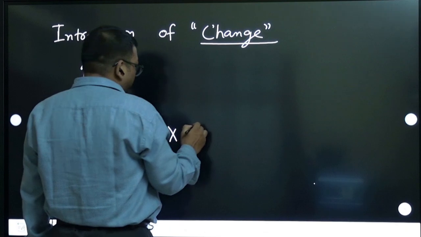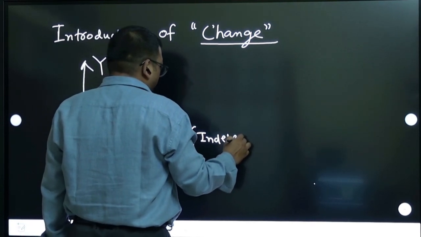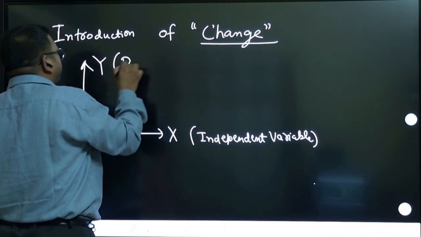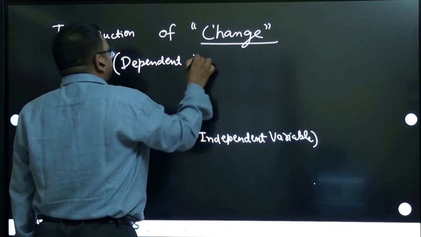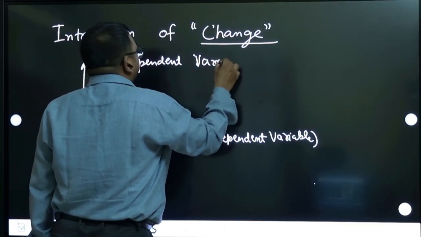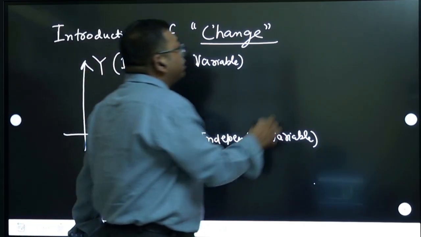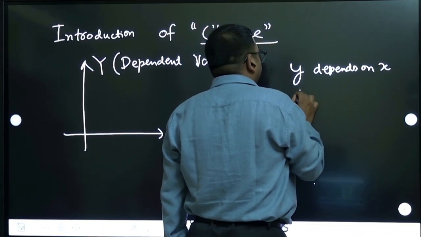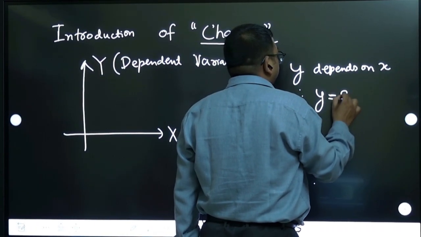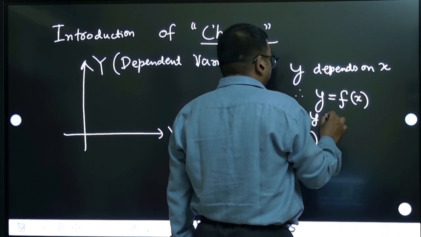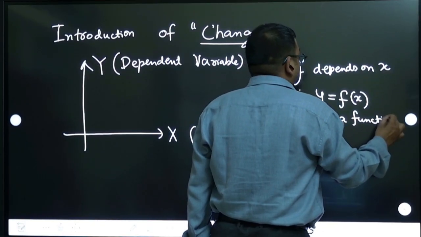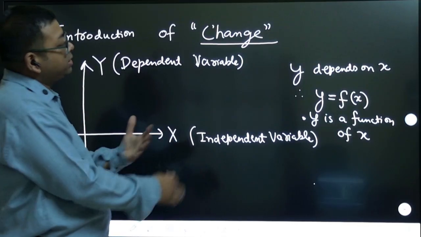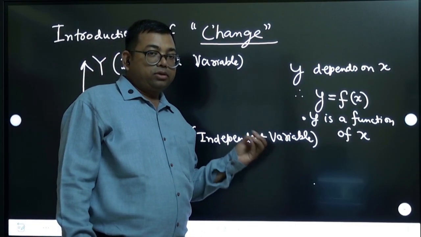So this x is called independent variable. And this y is called dependent variable. So y depends on x. We say that y depends on x. So we write this mathematically. We write as y is a function of x. Okay. So when we write y as a function of x, it means y changes as x changes, right? So if x will change, y will change.